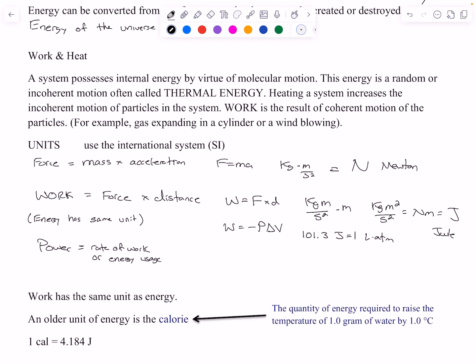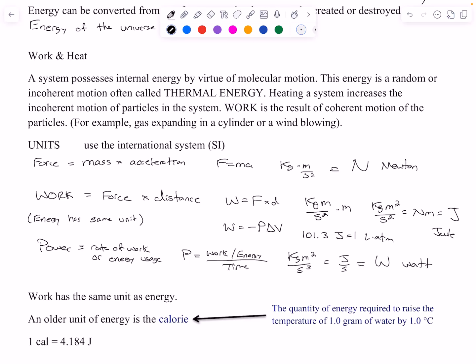Right? And so power is work or energy divided by time. So that's a kilogram meters squared per second cubed, which is a joule per second, which is a capital W for a watt. All right? And so work has the same unit as energy. Oh, I wrote that twice. Sorry about that. All right?